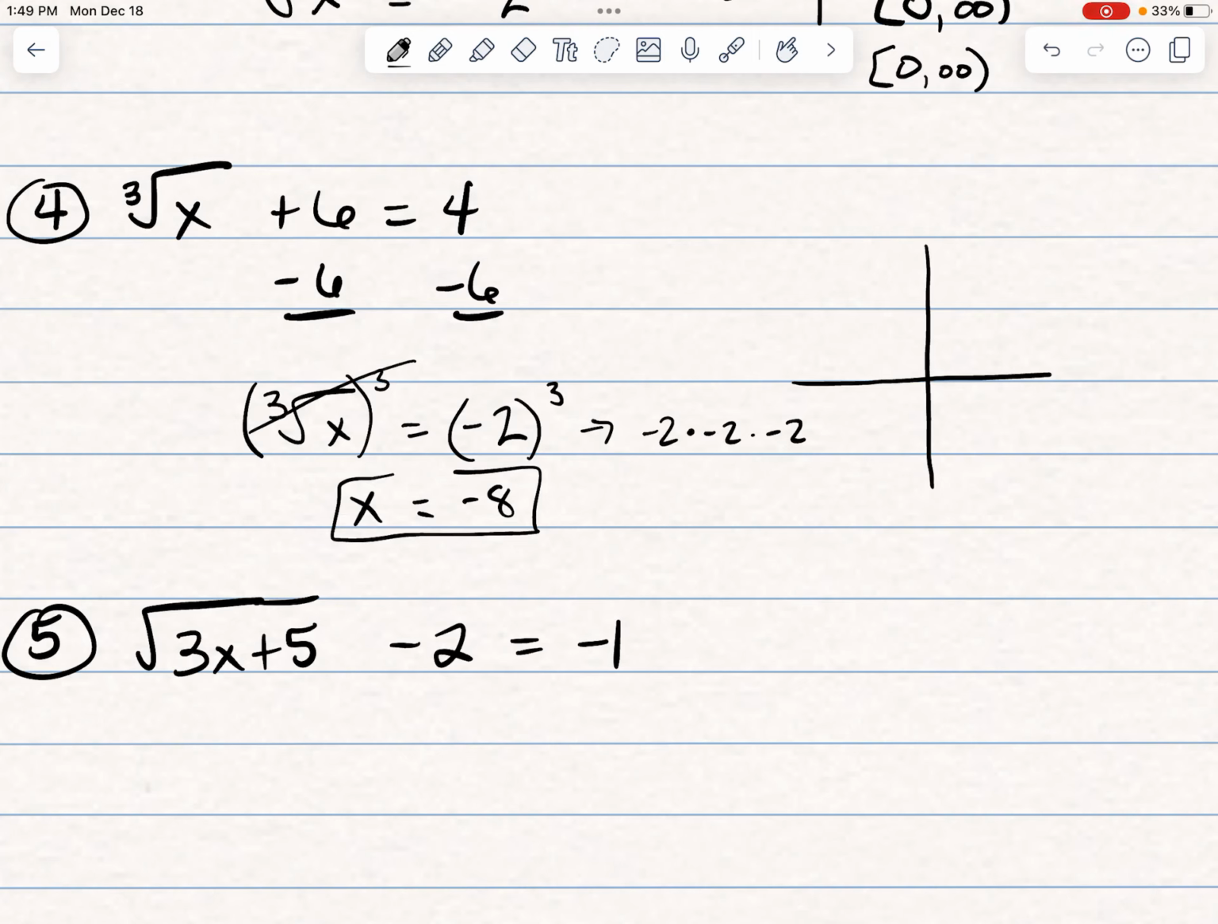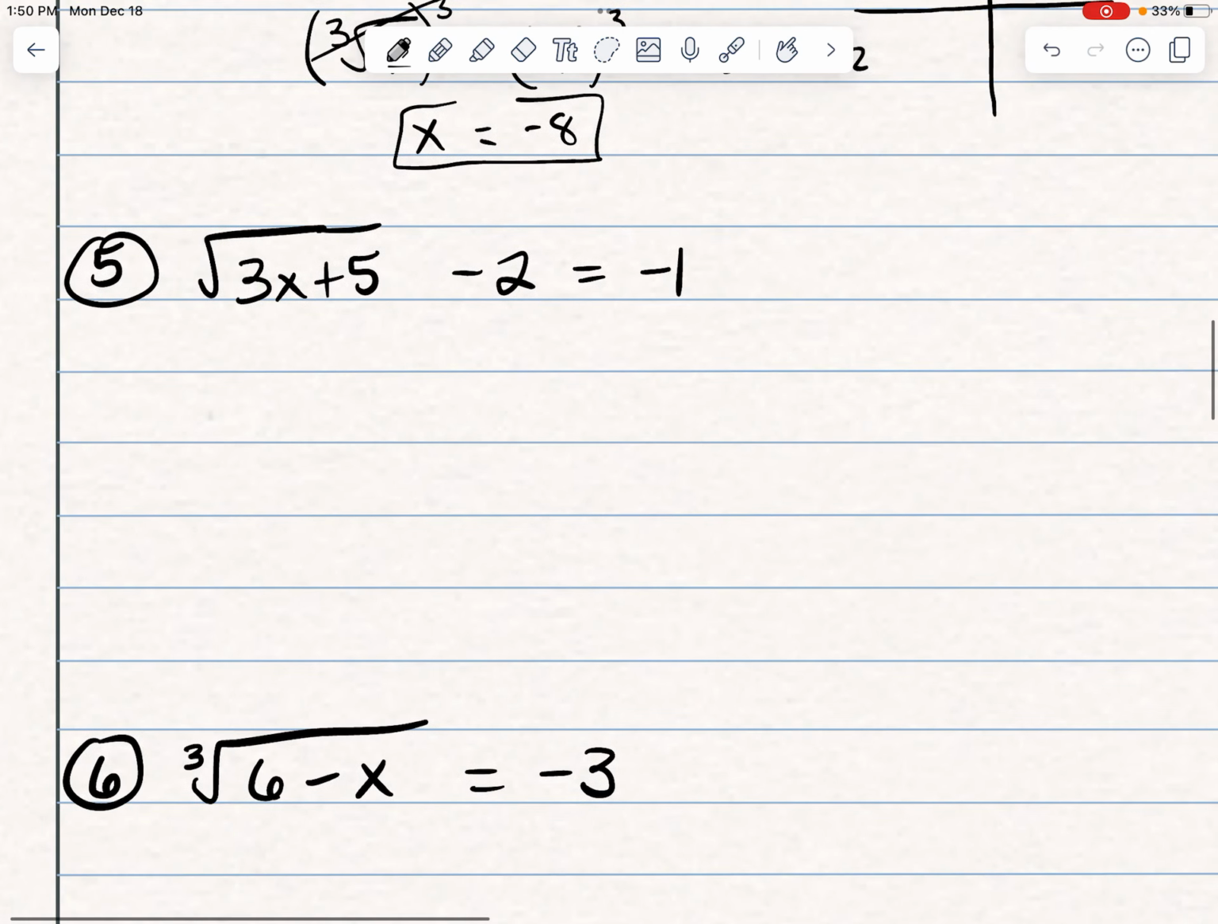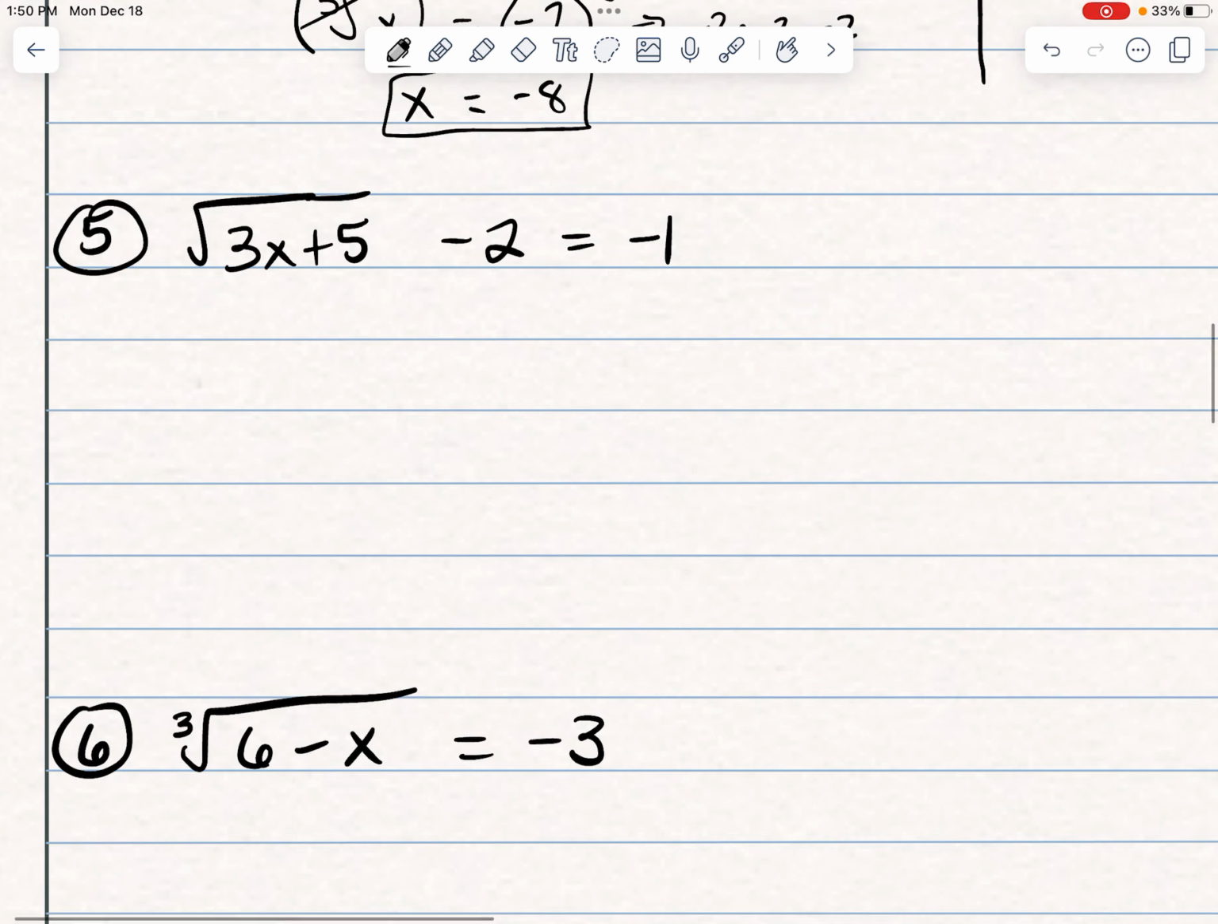So the cubed root of negative 8 plus 6 is going to equal 4. All right, let's look at number 5.